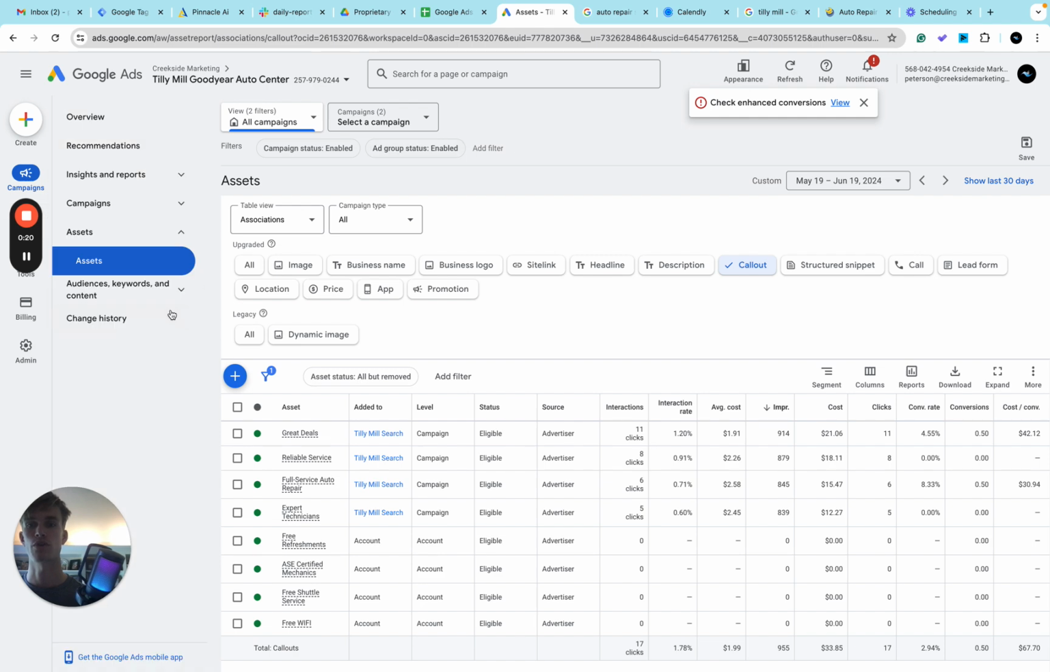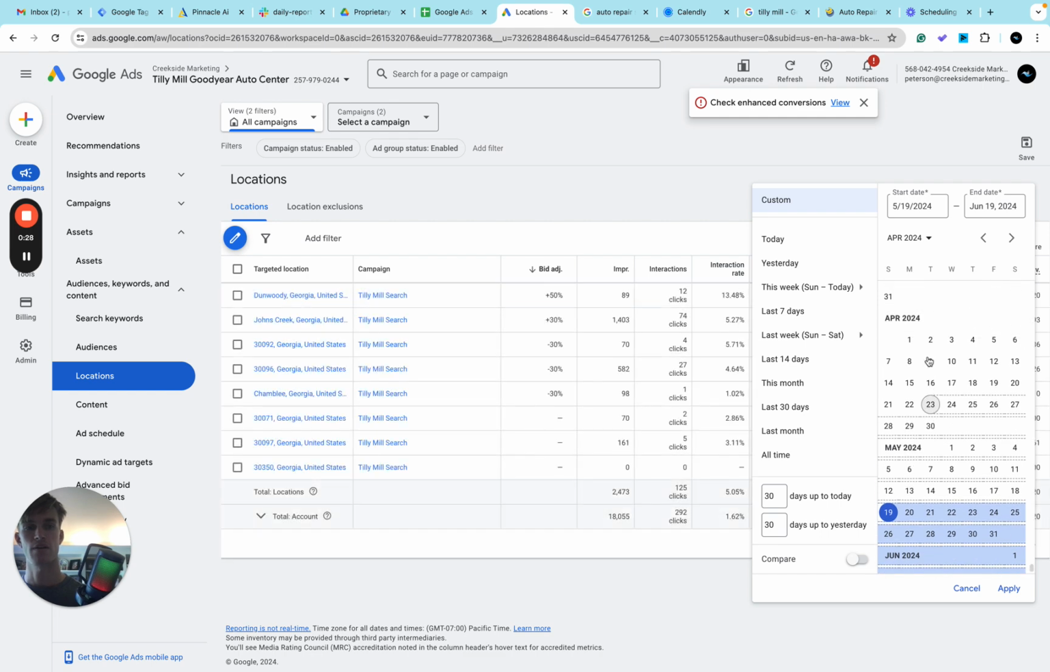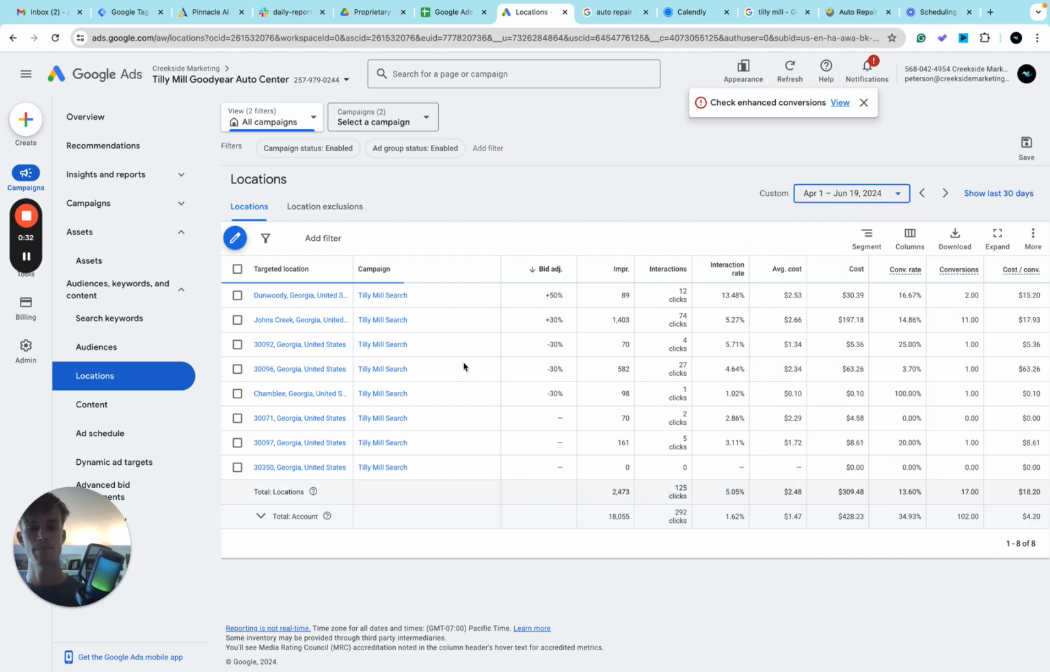So we're going to go over to Google Ads, go into the location section. We're going to make sure we're going back approximately 2.5 months. Click apply. And from here, we want to make sure we don't have any bid adjustments, because bid adjustments don't actually do anything in maximize conversions and any other automated bid strategy. So we're going to go ahead and remove those.